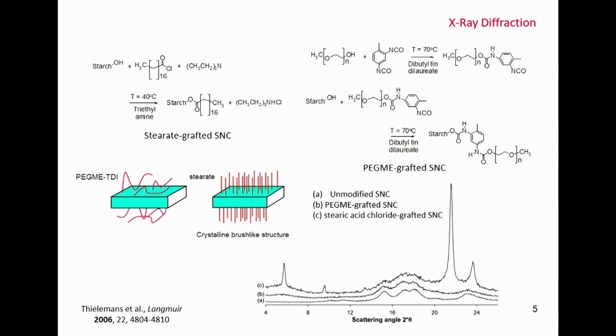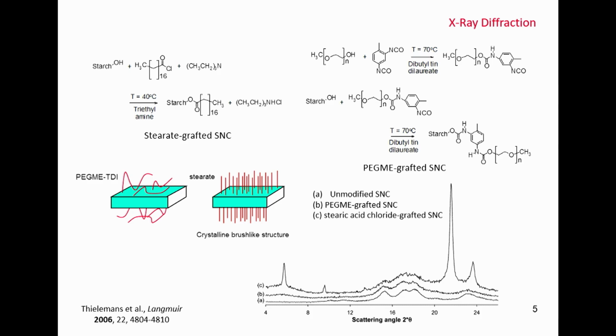So what we can expect is this kind of thing. In the case of polyethylene glycol methyl ether, because of the oxygen atoms, we can have some chains that lie parallel to the surface of the nanocrystals because of good affinity. But in the case of the stearate, we should have a brush-like structure.